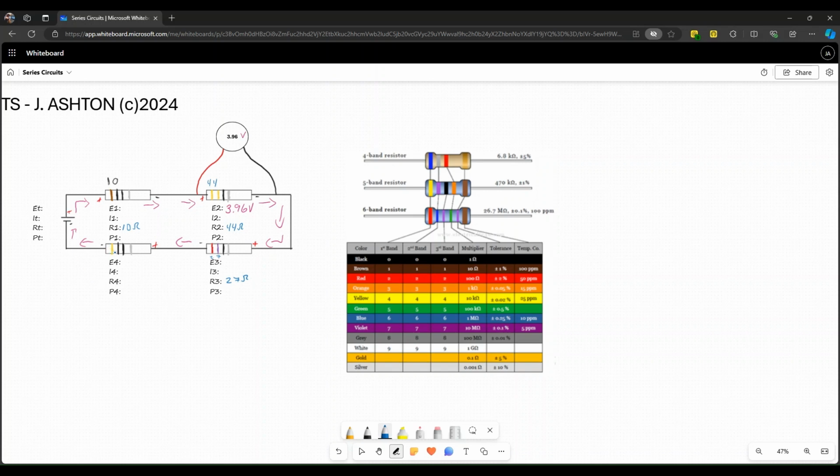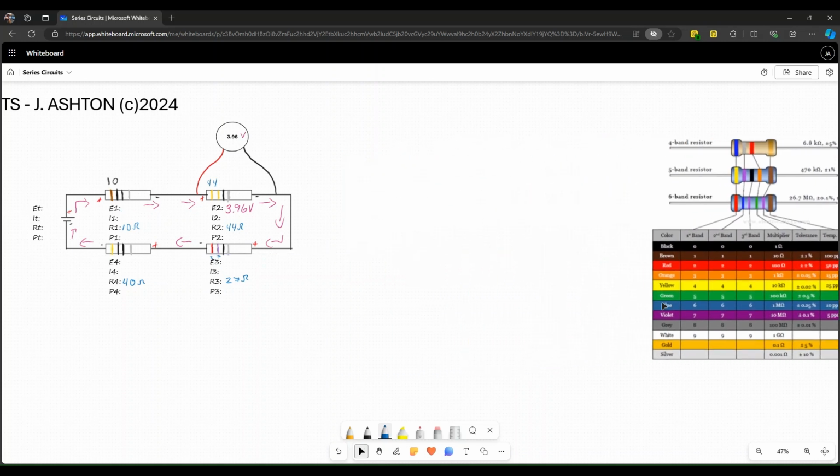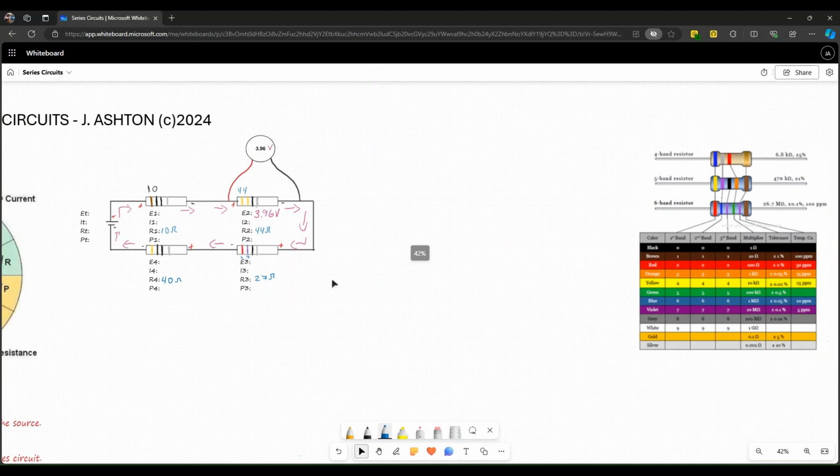And then R4 is a yellow, black, black. Yellow is a 4. Black is a 0. But the multiplier is also black, which represents 0. So I'll add no more zeros. This one is 40 ohms. Okay, so that was a quick way of interpreting our color codes. I'm going to slide this back over because I may need the room.